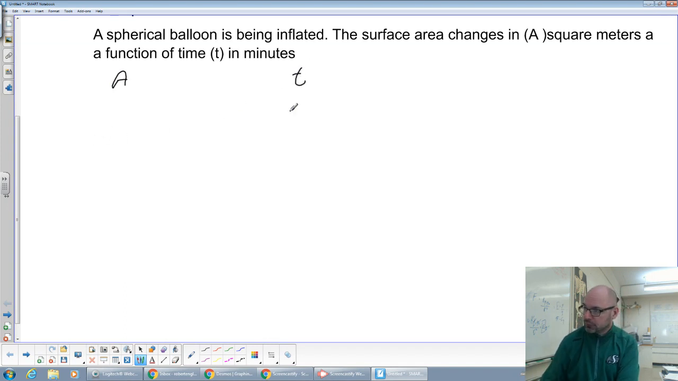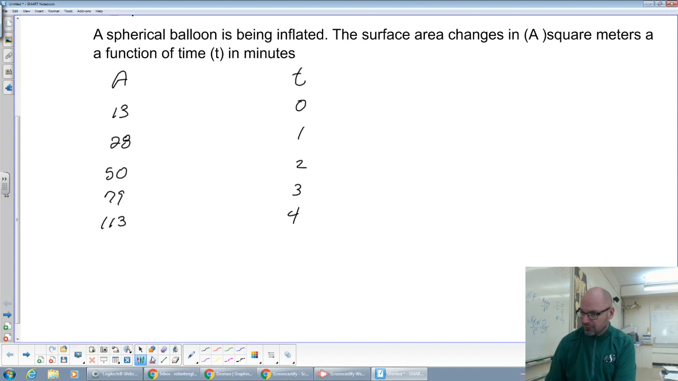So 0 minutes, 13, and 1 is 28. 2, 3, and 4. So 28, 50, 79, and 113. So there's our data. It's real simple data.